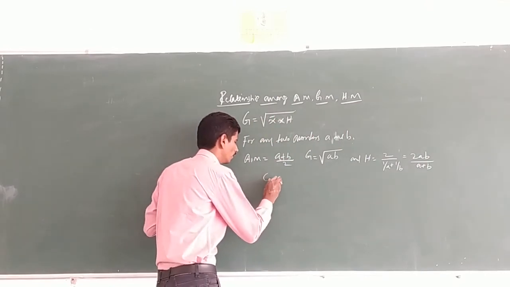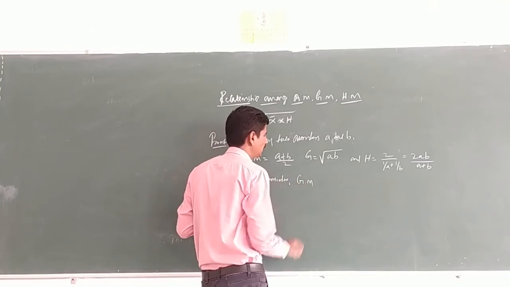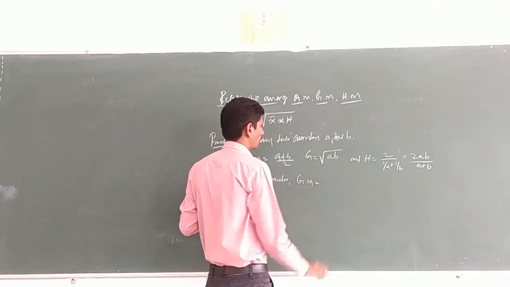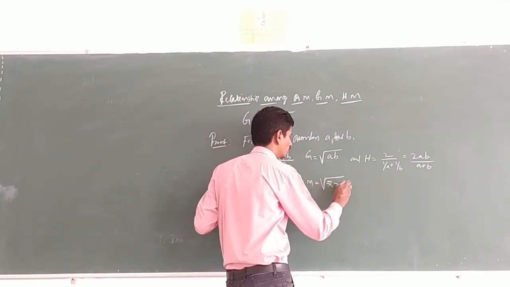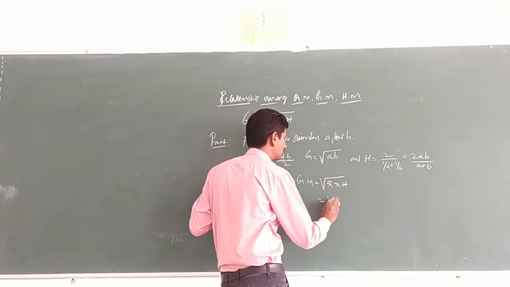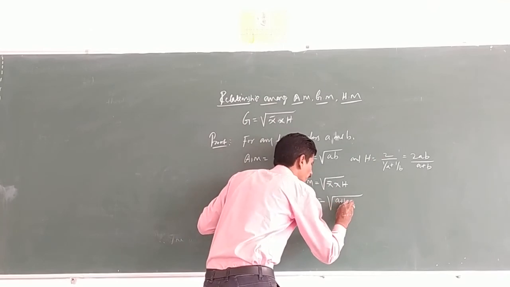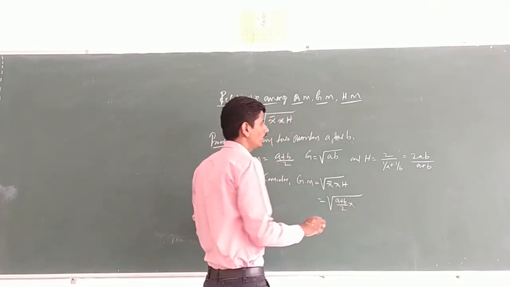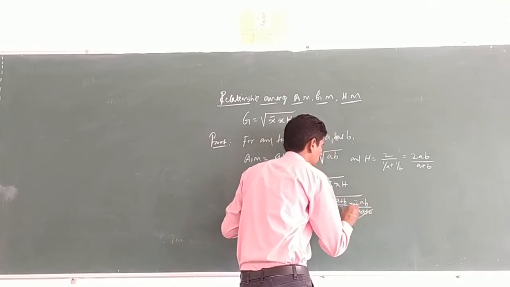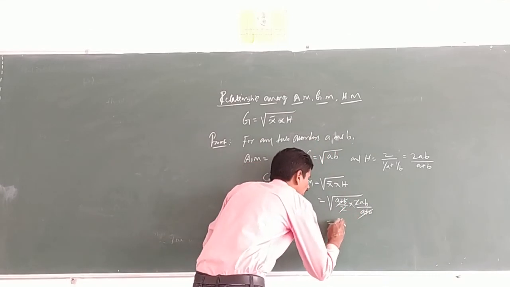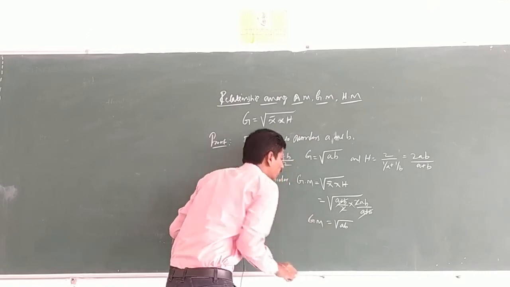Consider GM equal to what? Under root of X bar into H. Then substitute the values. X bar is A plus B divided by 2, into H value, 2AB divided by A plus B. A plus B cancel, 2 cancel, then it is under root of AB. GM equal to under root of AB.